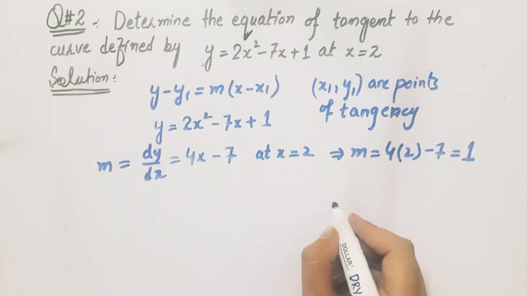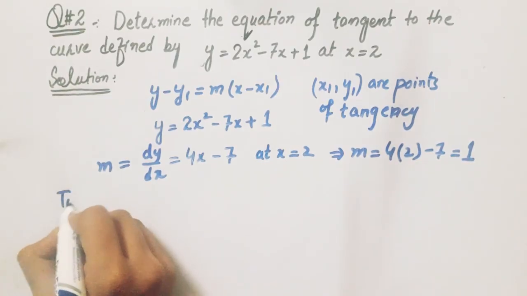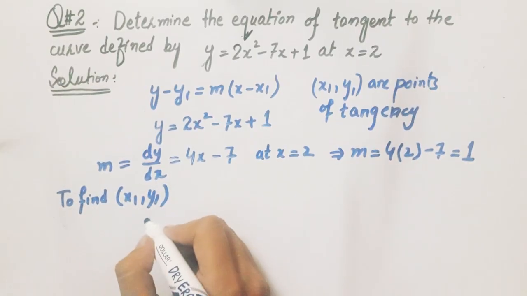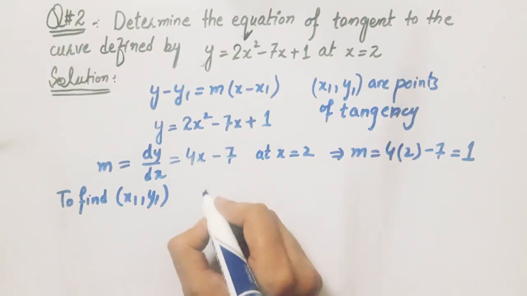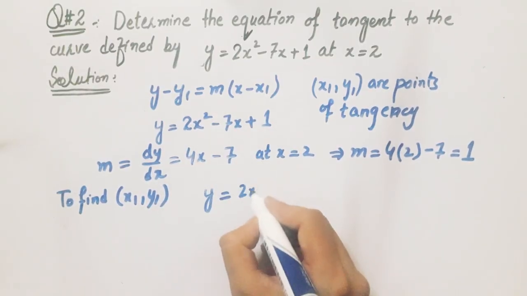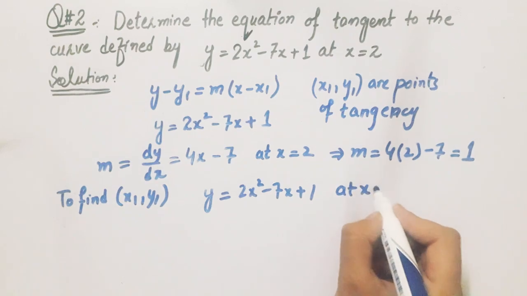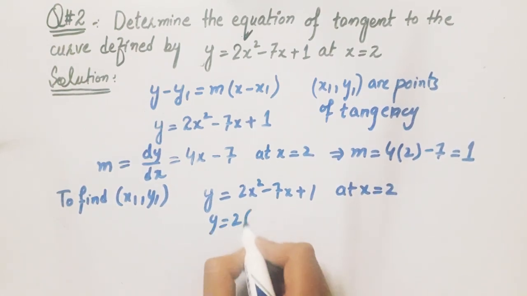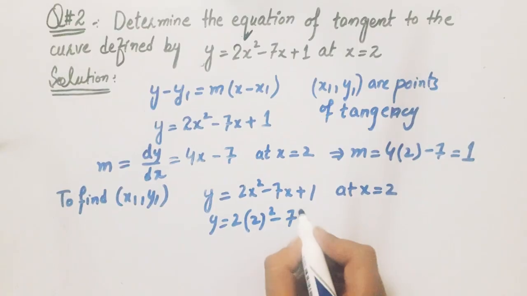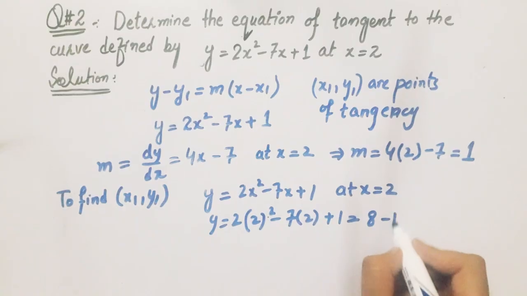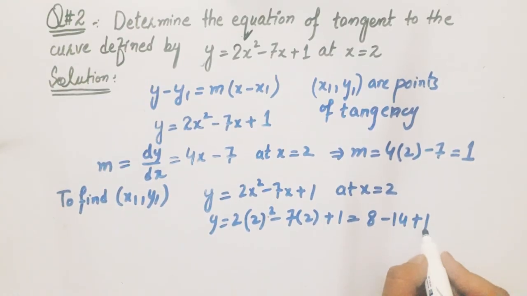Now you have to find the point of tangency, x1, y1. You will put the value of y, that is 2x² - 7x + 1, at x = 2. So y = 2 into 2² - 7 into 2 + 1. So 2² is 4, 4 into 2 is 8, minus 14 plus 1. So 8 plus 1 is 9, and 9 minus 14 is equal to -5.